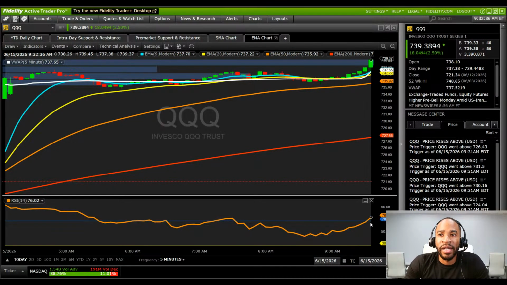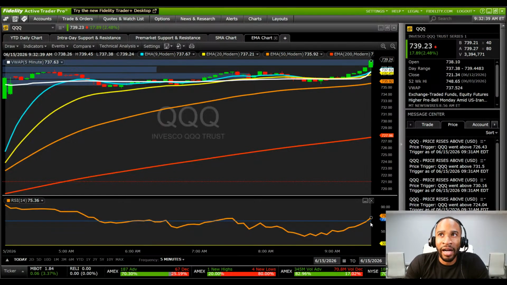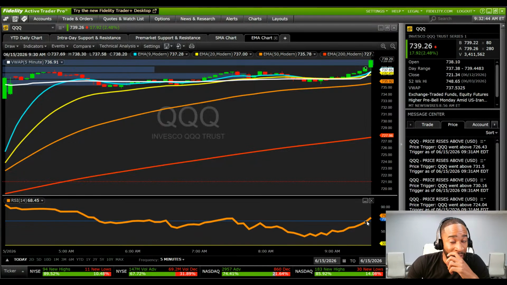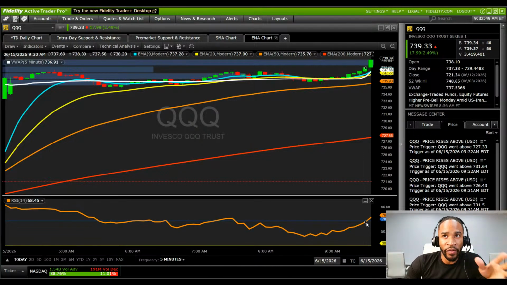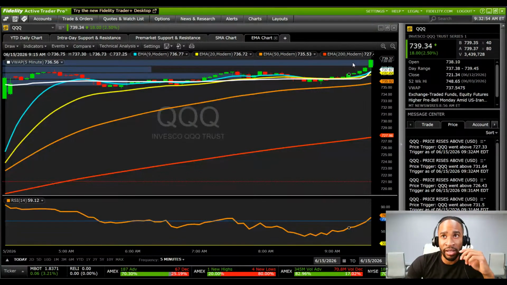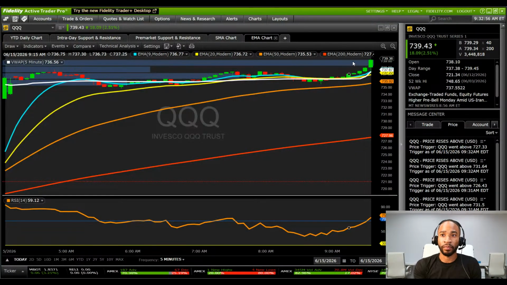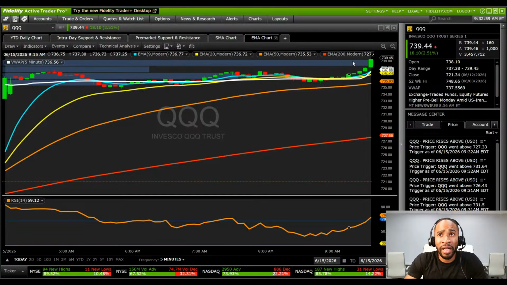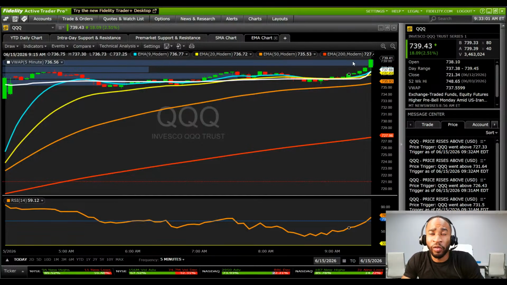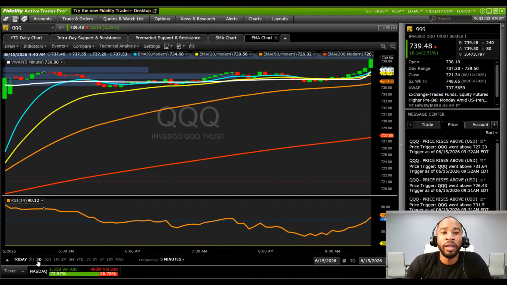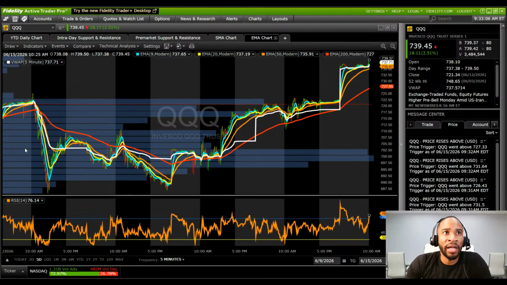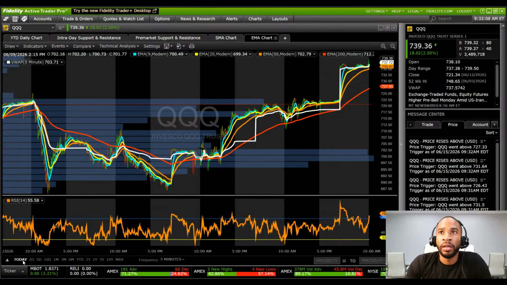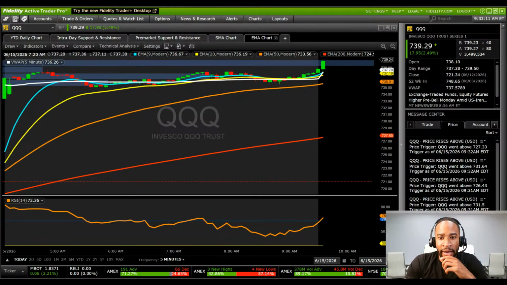The RSI is priced at 75. That means the strength of the price value at this current moment is high. That's why the market's pumping at the moment, because the relative strength index is at a high rate. But we may possibly pull back. I'm just waiting to see if we're going to pull back. I don't want to get trapped in a position. So let's wait patiently to see what's going to happen.